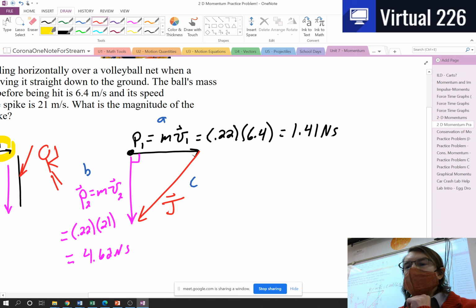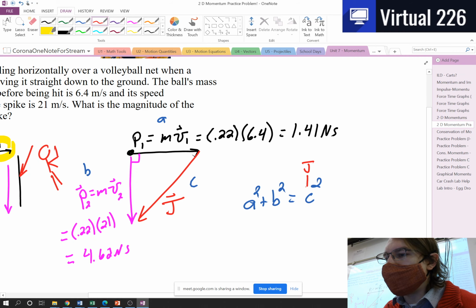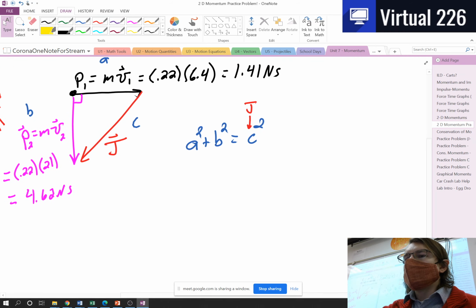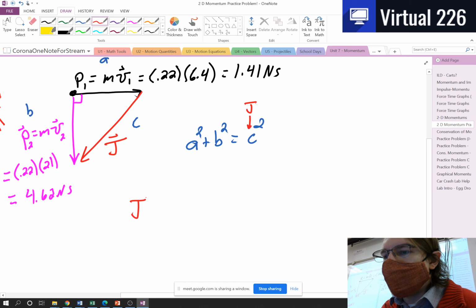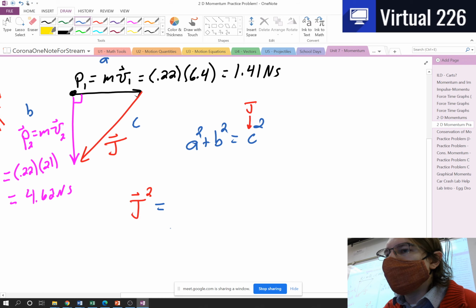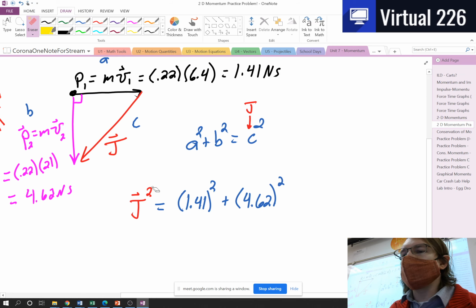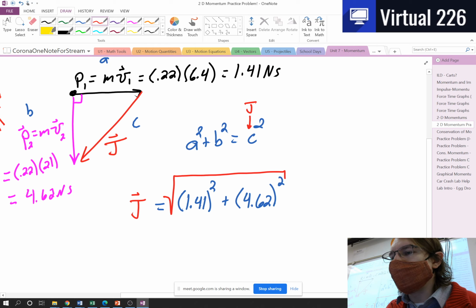If we want to find this impulse, we are going to be using a Pythagorean theorem. If we recall, a squared plus b squared equals c squared, where our impulse is actually the hypotenuse here. So if we want to just solve this, we can say that our impulse squared, that's our hypotenuse, is going to be equal to our two momentums squared, so 1.41 squared plus 4.62 squared. And it's important to remember that if we want to get rid of the square on the impulse, we need to take the square root of this entire thing.